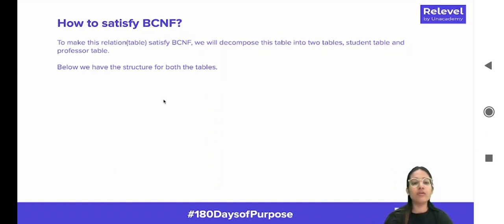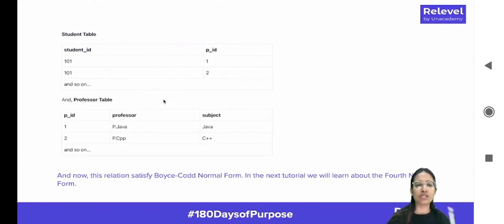Okay, now the question is, how do we satisfy this, right? How do we actually introduce Boyce-Codd normal form over here? For that, we will decompose this table into two tables. Instead of storing everything in one table, a good idea is decomposition. You decompose the table into two tables: one is the student table and the other one is the professor table. Okay, now the final structure will look something like this.